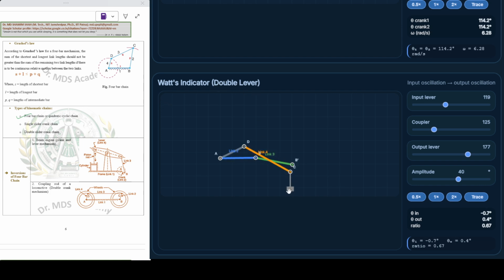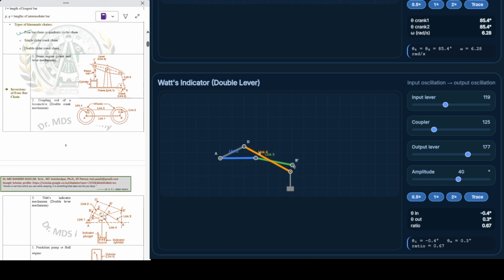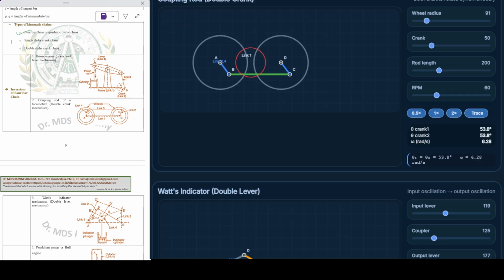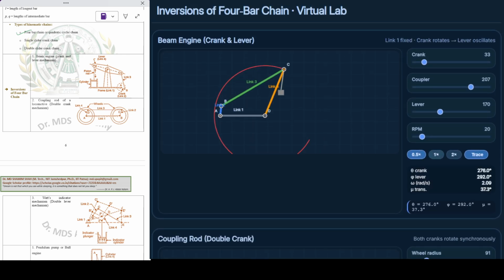We have a piston here. You can also see it from this line diagram. The piston is continuously doing an up and down motion. Let's make the RPM 0 here and discuss the beam engine first. Remove this trace here.